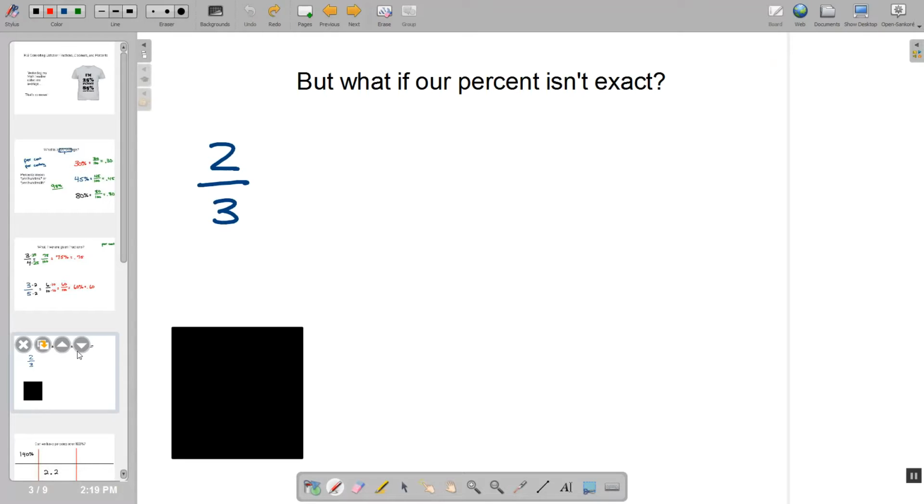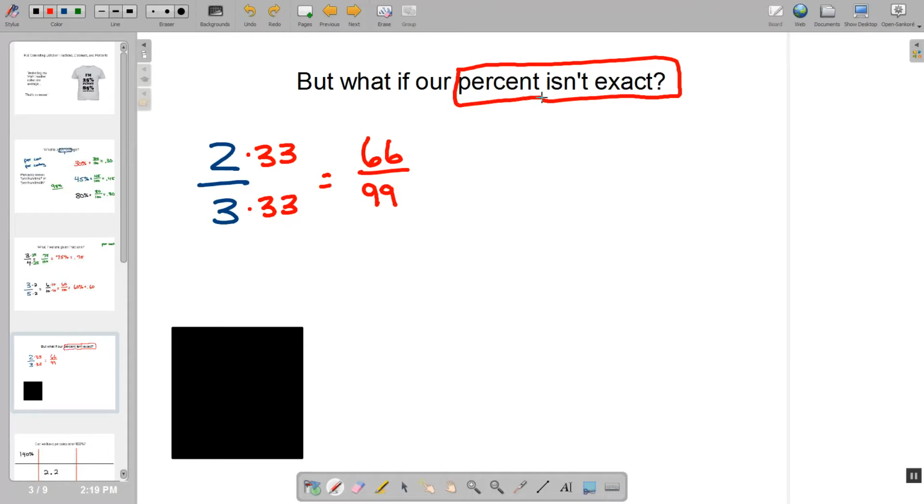Now, one of the difficulties is if we have fractions or decimals that don't give us exactly a hundredth. So for example, we know thirds are not exact from when we're working with ratios and decimals. We know that this gets about to 66/99ths, which is not exact. So what we do in this situation, if the percent is not exact, the strategy that I recommend is long division.